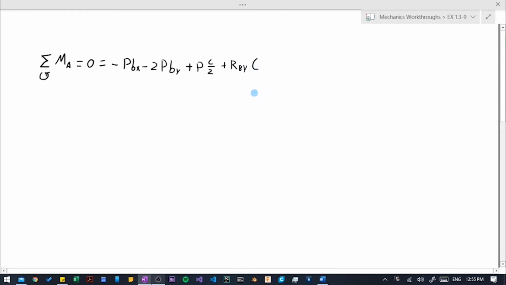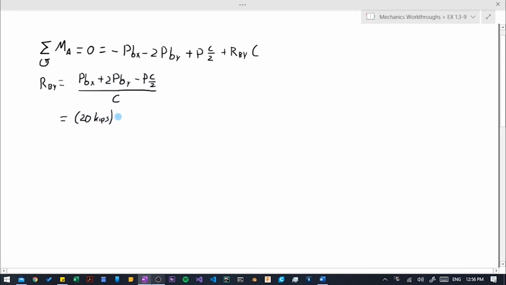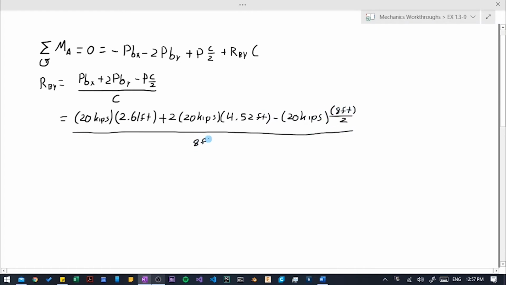All right, so here is our equation. We have each force multiplied by its perpendicular distance to point A. And now we can rearrange to find RBY. And this is equal to 19.1 kips. And this is one of our final answers.